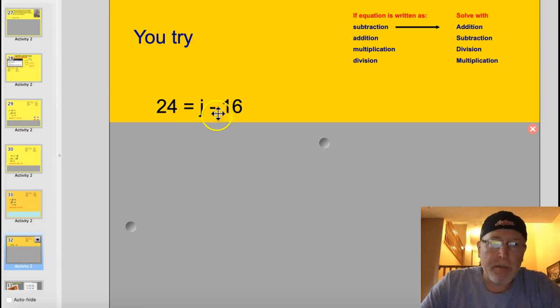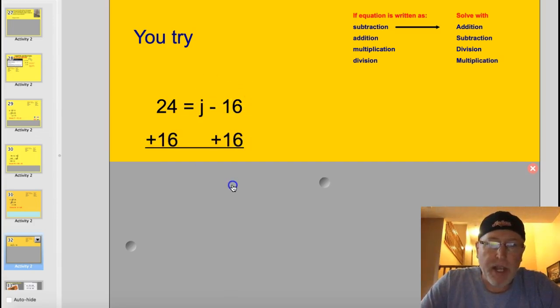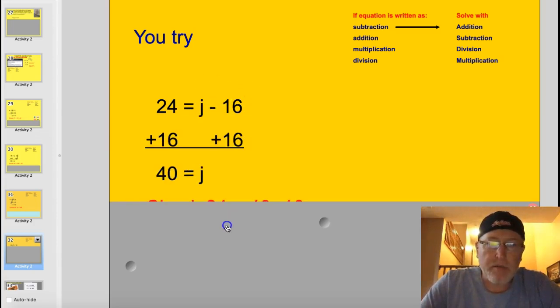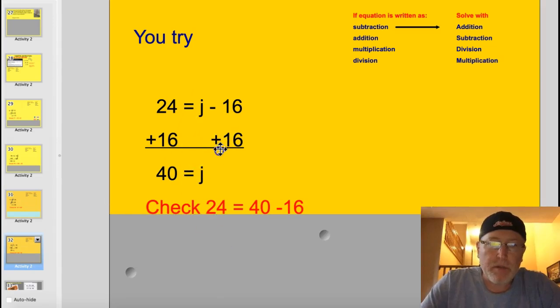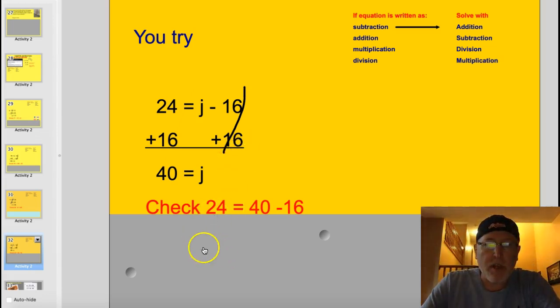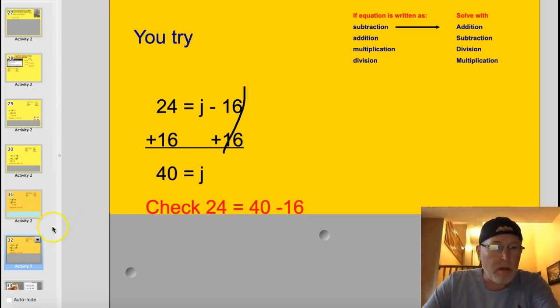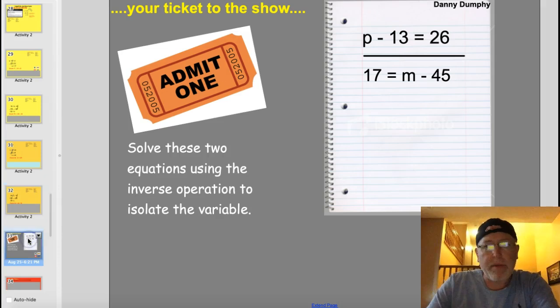All right, let's see how you did. Got to get j by itself, so we're going to have to add 16 to both sides. 40 equals j. I forgot to put it on there to cross those guys off, or else I just can't find them very well. There we go. My 16s cross off, and 40 equals j. Double check it. 24 equals 40 minus 16. All right. Here are your two ticket to the show problems.